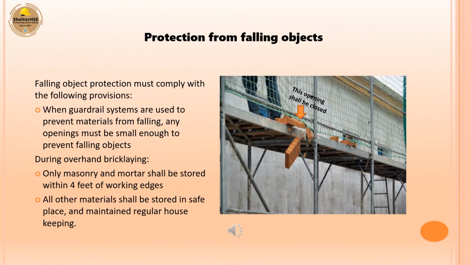Falling object protection must comply with the following provisions. When guardrail systems are used to prevent materials from falling, any openings must be small enough to prevent falling objects. During overhand bricklaying, only masonry and mortar shall be stored within 4 feet of working edges. All other materials shall be stored in a safe place, and regular housekeeping maintained.